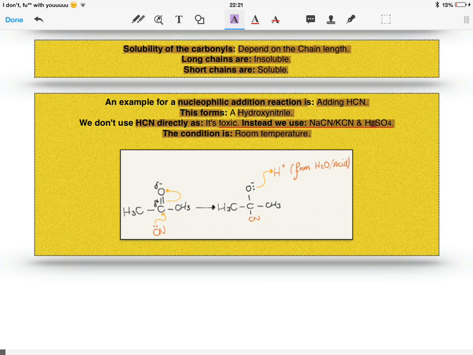So that's all you need to know though for the basics of the carbonyl compounds. There is a lot more, so be prepared.